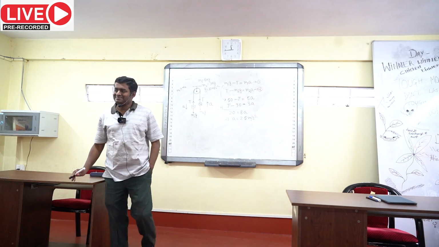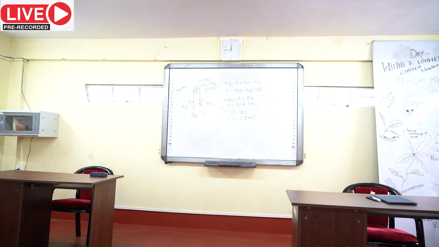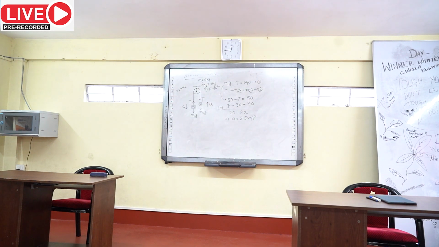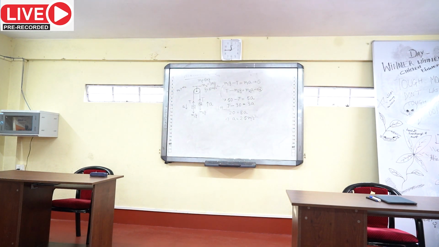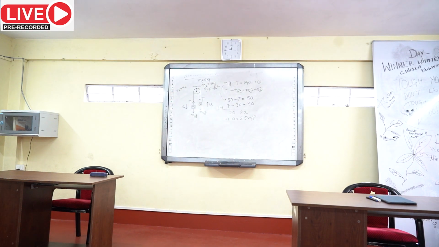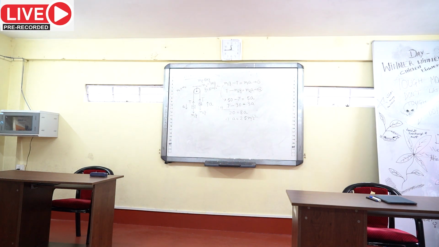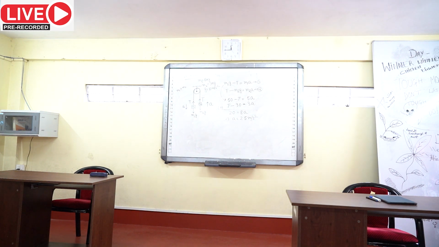Which step did you get stuck on? Mass M1 is given 5. G is 10. I will tell you: 50 minus T will be equal to 5 into A. Similarly, second equation. M2 is given 3. G is 10, 10 into 3 is 30. T minus 30 will be equal to 3A. Then we have two equations: 50 minus T equal to 5A, and T minus 30 equal to 3A.